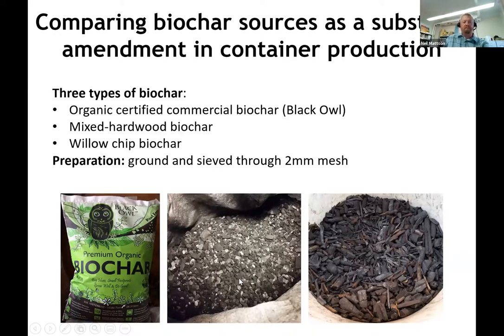Then we used mixed hardwood biochar. Our municipal wood waste has lots of mixed hardwoods, including maple in this area. And then we had willow chip biochar that we were able to access through that willow project. You can see they varied in their size, so we did grind and sieve them through a 2mm mesh. We used the particles that fit through the 2mm mesh, which were incorporated into the substrate.